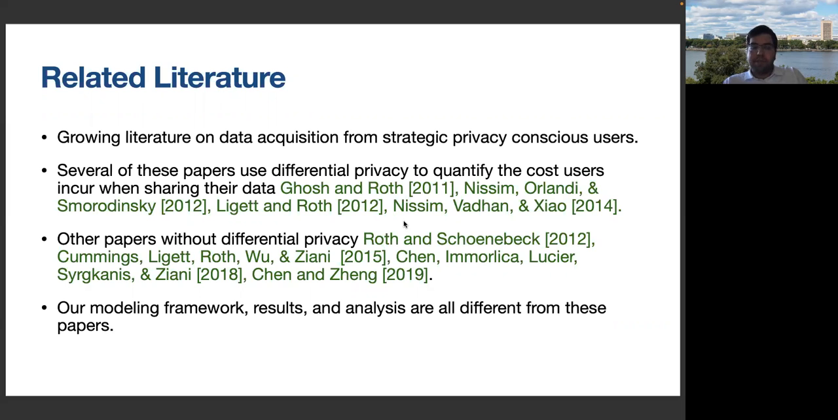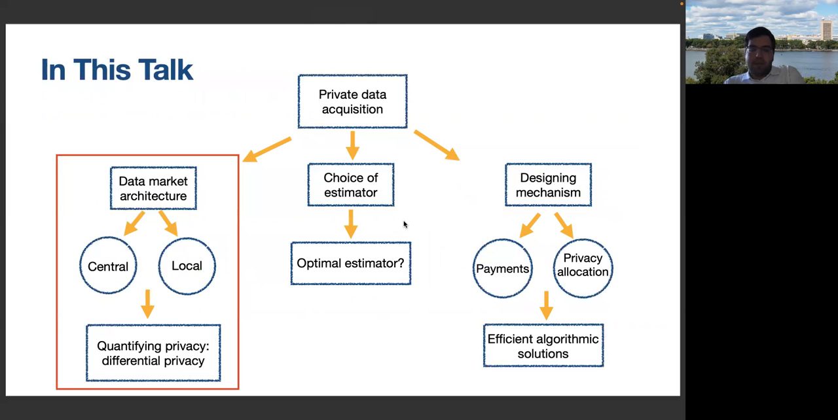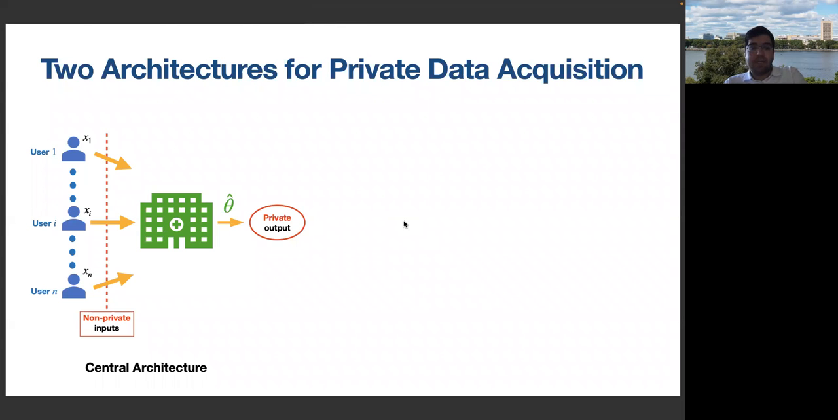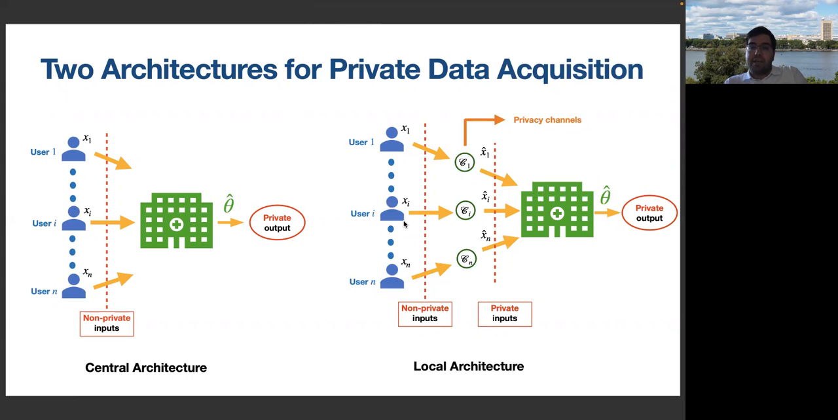Okay, so let me start with the first one, the data market architecture. As I mentioned earlier, we are going to consider central and local architectures in this work. I'm not going to define the central and local settings for this crowd. I should just, to set the notation, mention that in the local case, each user i passes her data point x_i through a privacy channel, which we denote by c_i, and then shares this x hat_i, which is the private version, with the hospital. While in the central case, the users share their non-private data with the hospital.